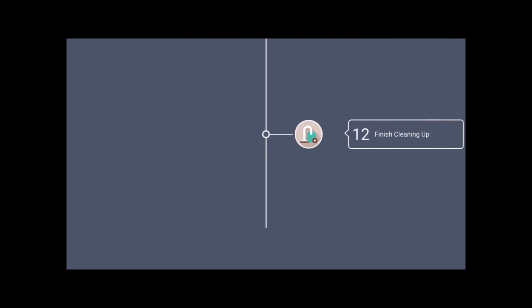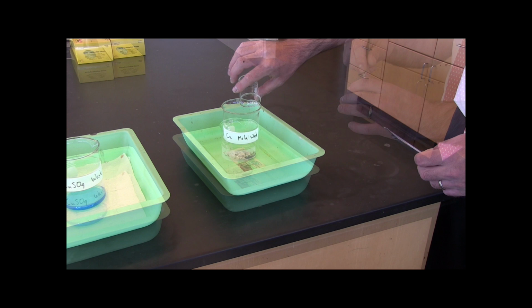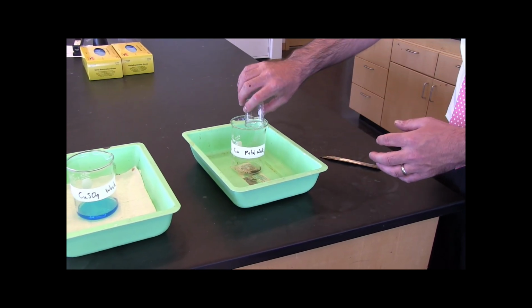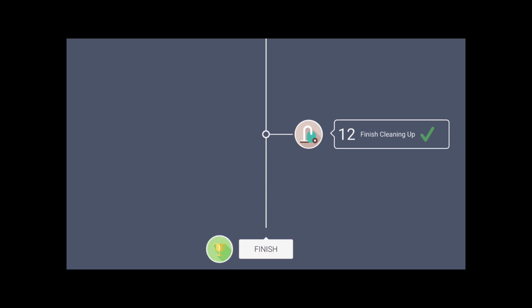Great job with this lab. Dispose of the copper solid in the container labeled CU waste. Use a scoopula to scrape all the copper out. Now let's head back to the classroom. Good luck, guys.